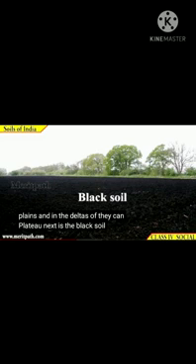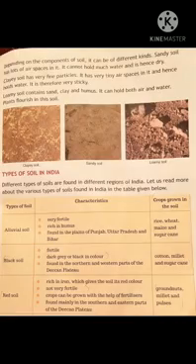And what type of color is this? Dark gray or black in color. Next, in which states is this soil found? It is found in the northern and western parts of the Deccan Plateau. Which direction of the Deccan Plateau? Northern and western parts. What type of crops grow in this soil? Cotton, millet and sugarcane. These three crops are suitable for black soil.